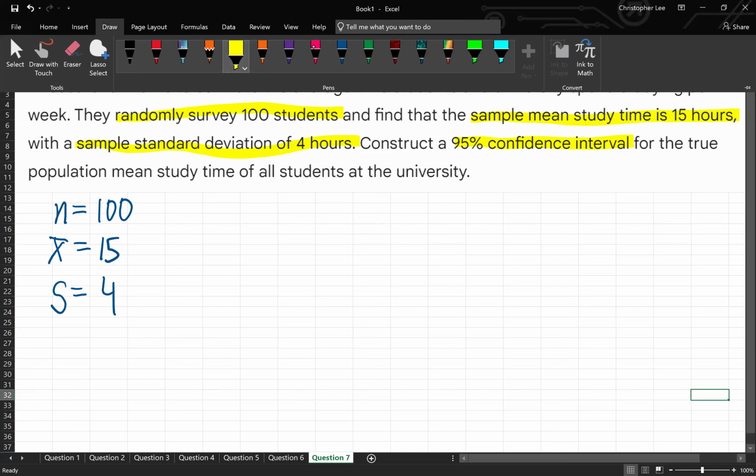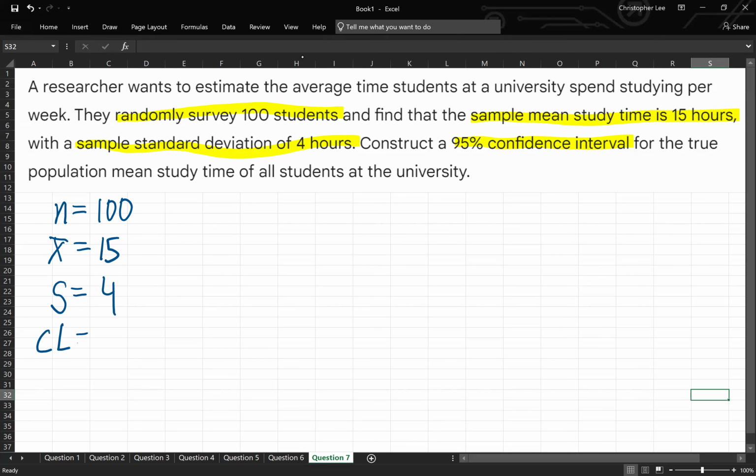So my confidence level is 95%. I always like to write confidence level as CL just because that's my initials, but I know in the textbook they write it as C. So that's 95%. All right, what were you gonna say? Like my teacher taught me before.